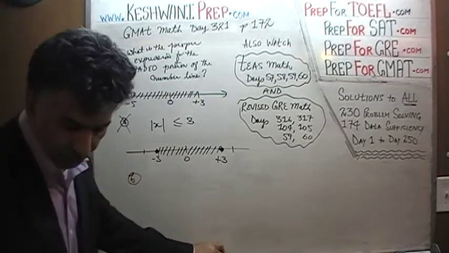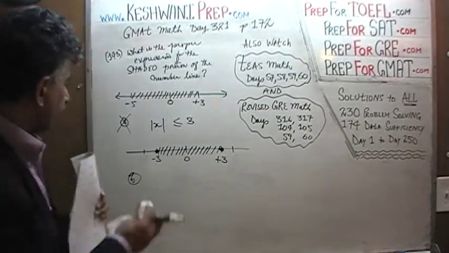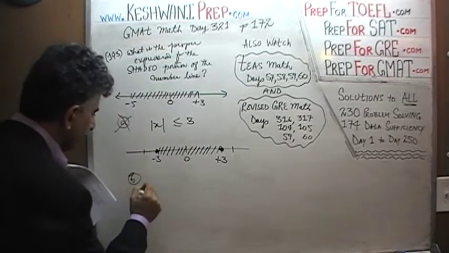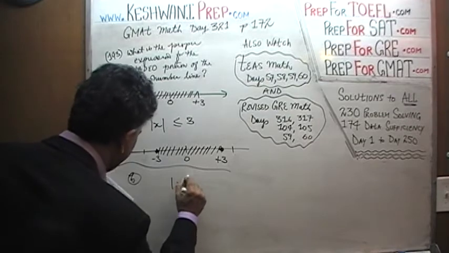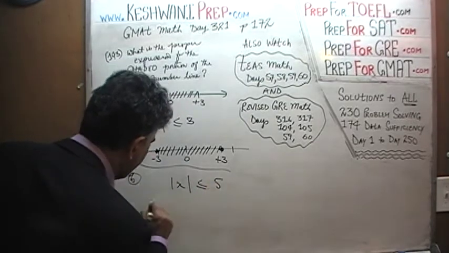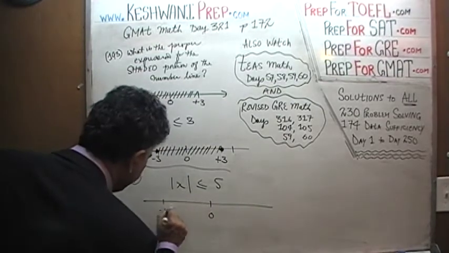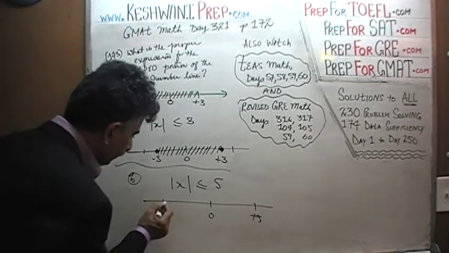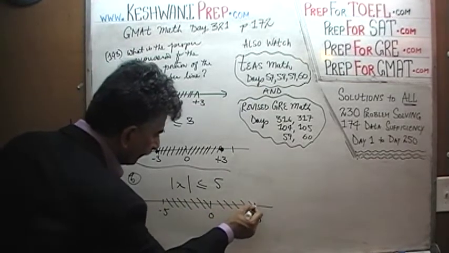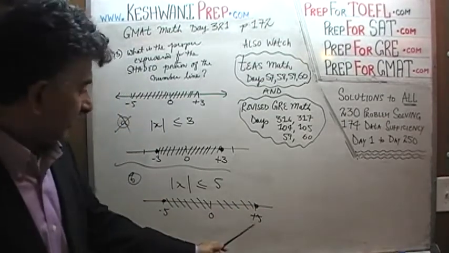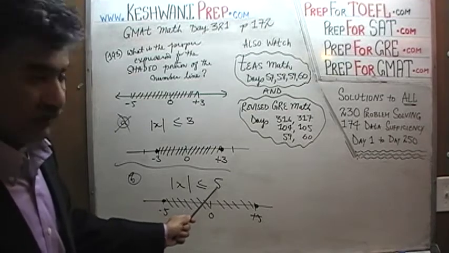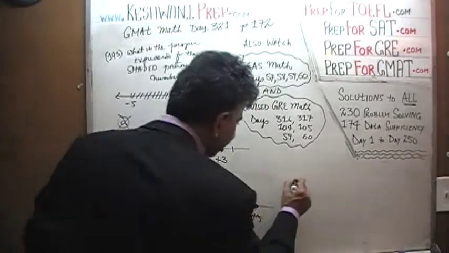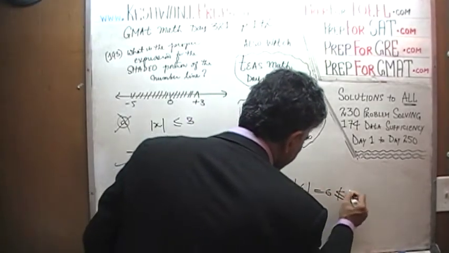Let's look at B. In B, what we have is absolute value of x is less than or equal to 5. So now, it's going to go from negative 5 to a positive 5. Any value that lies in this range from negative 5 to positive 5 will do the job. It is possible for x to be positive 4 or positive 5, because the absolute value of positive 5 is going to be 5, which is less than or equal to 5. X cannot be 6, because the absolute value of 6 is going to be 6, which is not less than or equal to 5.